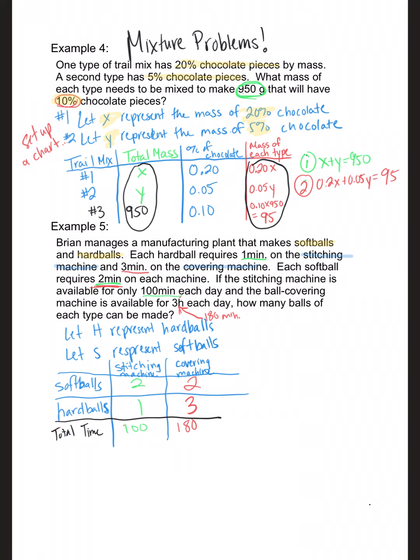Okay, for equation 1, we know that we have 100 minutes total. So however many softballs plus however many hard balls we make on that stitching machine can't go past 100 minutes. So again, we're going to have to apply how much time each of those require. So we need 2 minutes for every softball. Okay, I'm looking at this column here. Plus we need 1 minute for every hard ball. And the total time there has to equal 100.